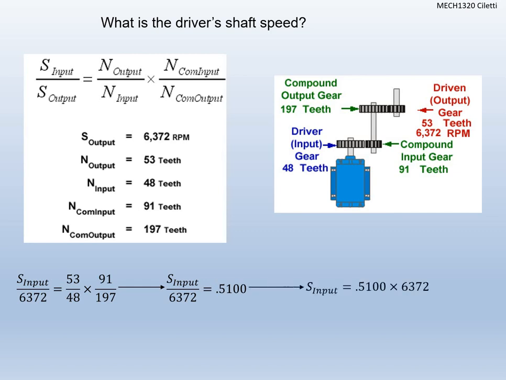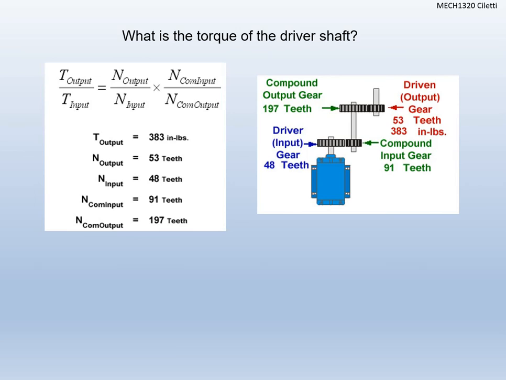Then we multiply both sides by 6372 to get our input speed. So you're going to take 0.51 times 63.72 and get 3250 RPM. Okay, 3250 RPM. So the compound gear does affect the overall ratio and does affect the overall speed when we do these calculations. Let's do an example.